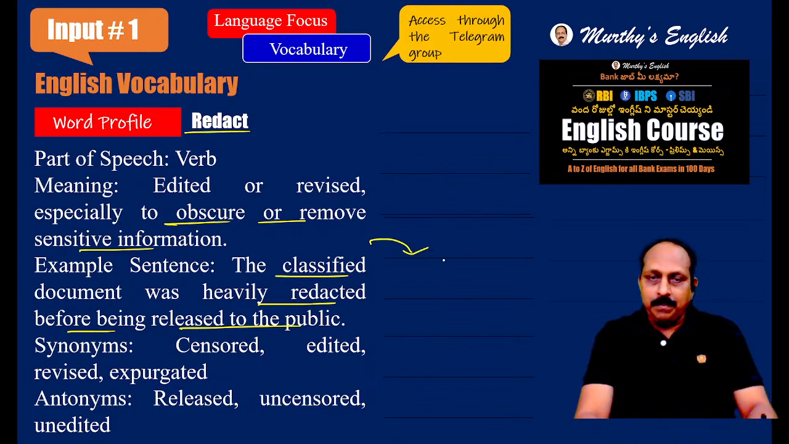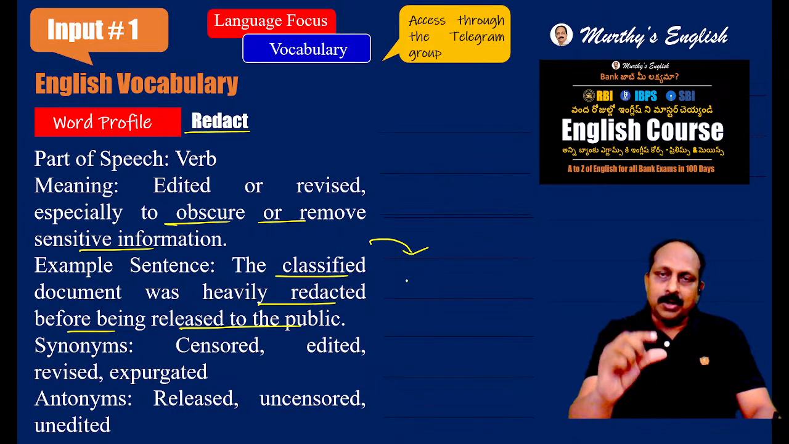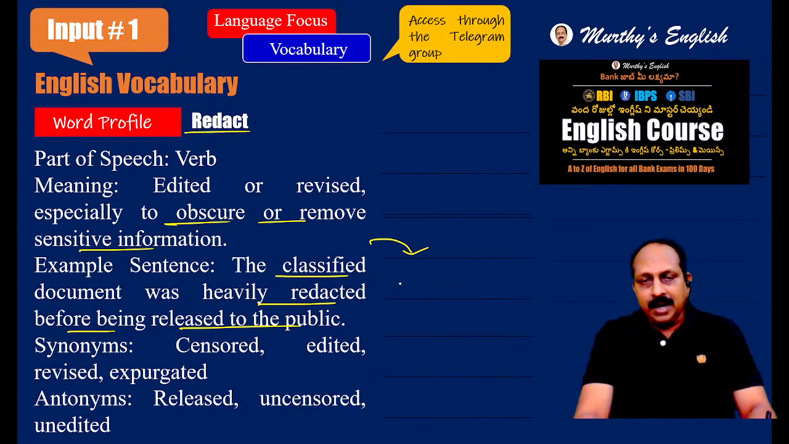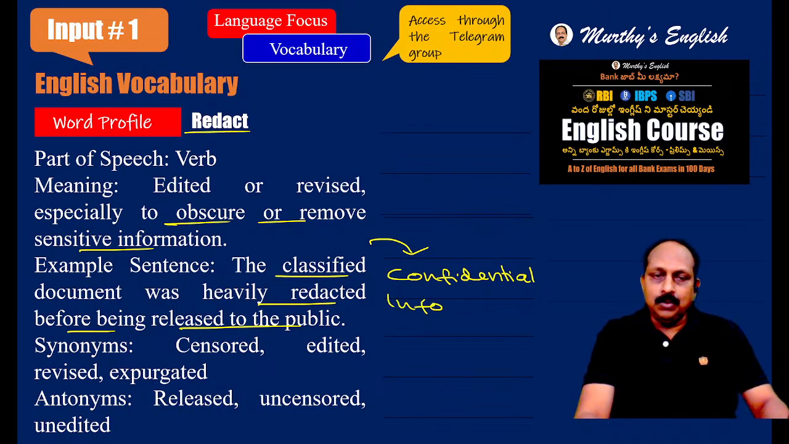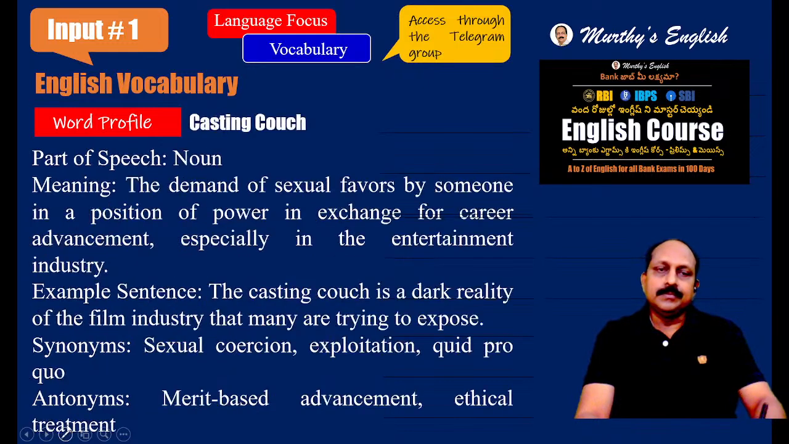Classified has two or three meanings. When you read the newspaper, you come across the ads, the short ads, classified ads. But actually, classified also means there's another meaning. What does it mean? Confidential. Classified information means confidential information that you have to know. Censored, edited, revised, expurgated. We have got this word, very important word you have to remember. It goes with editing. Released, uncensored, unedited.